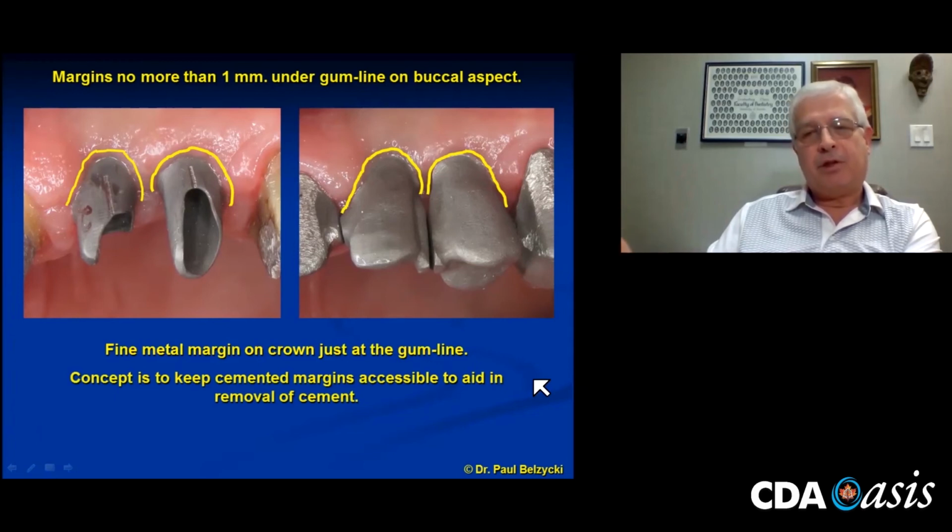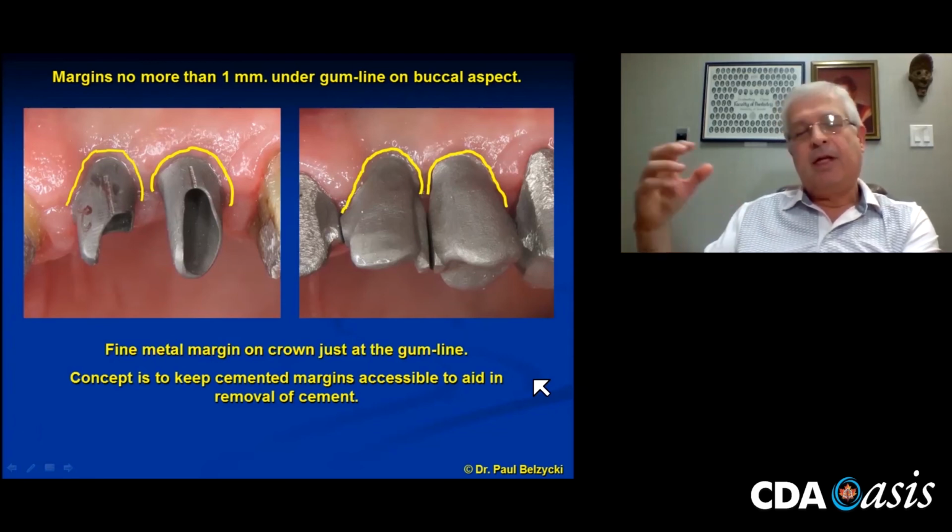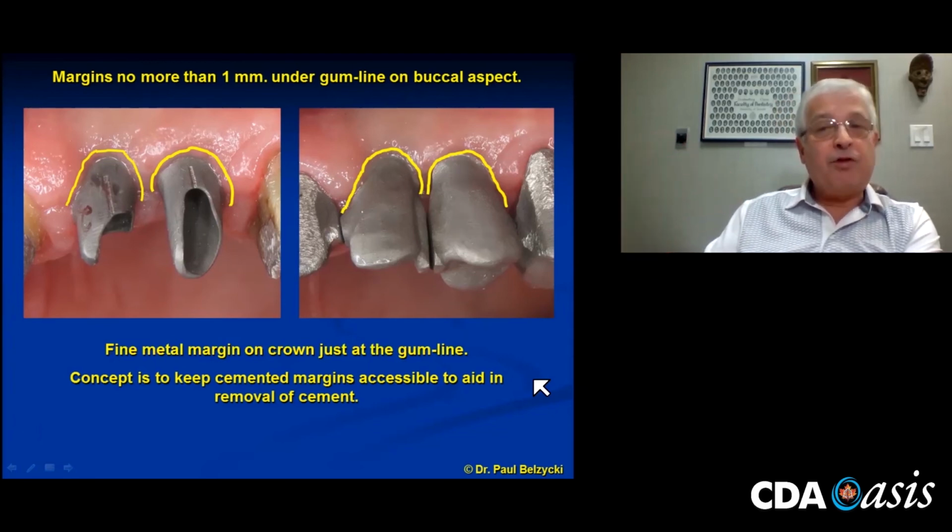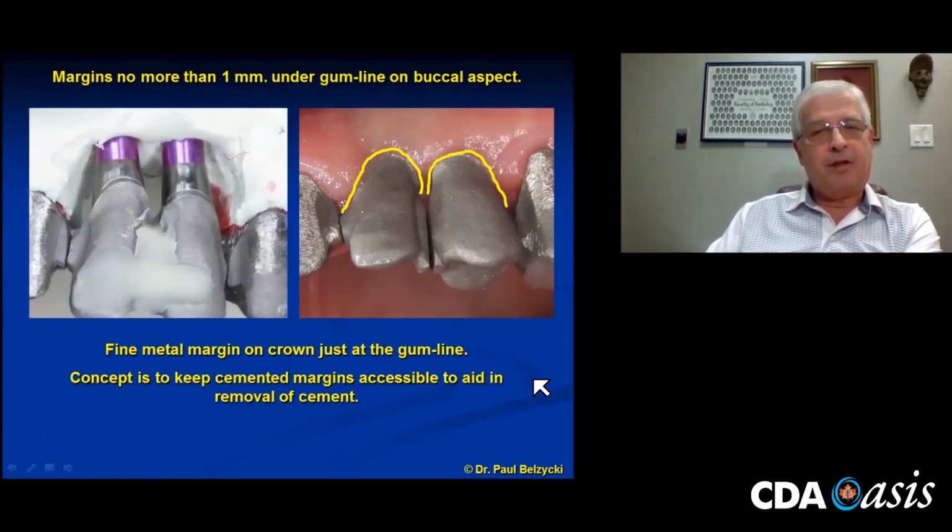The literature is replete with articles on the failure of implants, not because of the surgical aspect, not necessarily bad fitting crowns, but cement that was too far under the tissue that couldn't be retrieved. So I want that margin accessible, as easily accessible as possible. And this is the configuration.